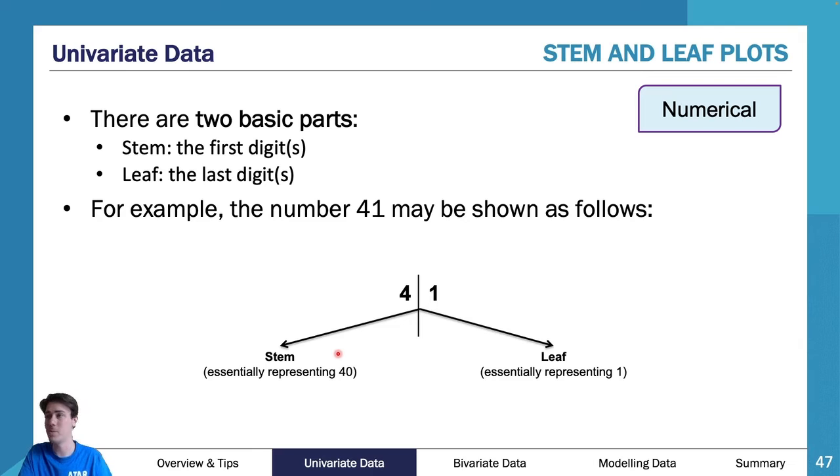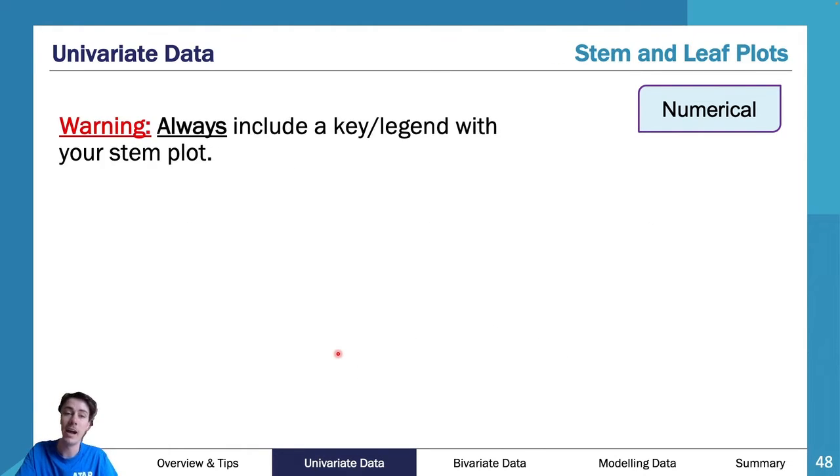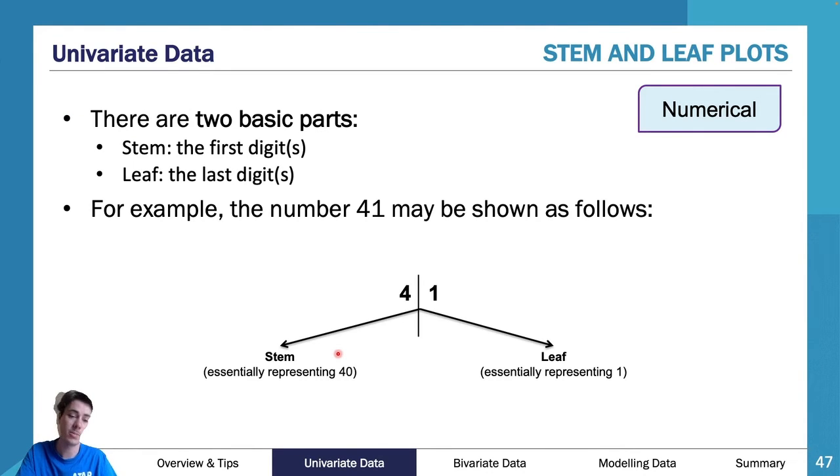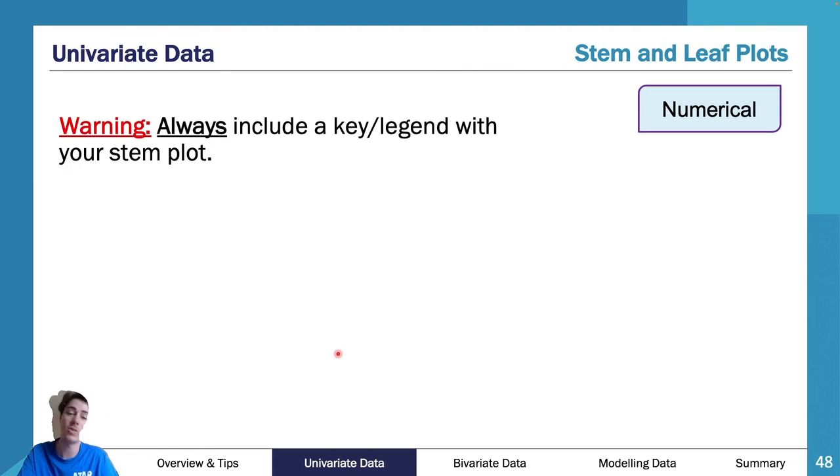Same with the stem, it can be more than 1. So for example, as you can see, it's like 40 and then 1. You always need to include a key here because in this case, what if the 4 was representing 400 and then the 1 was representing the 10s? So it could be 410. Really important that you do that because in most cases, if you don't have a legend, you cannot utilize a stem and leaf plot, and your answer will be wrong if you draw a stem and leaf plot but don't give a legend or a key.